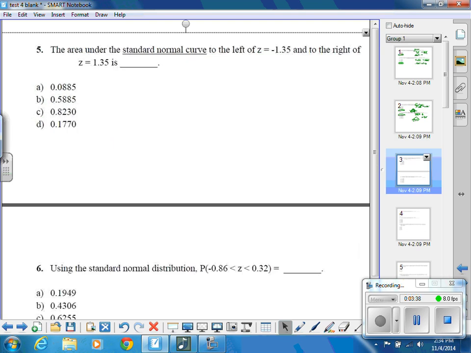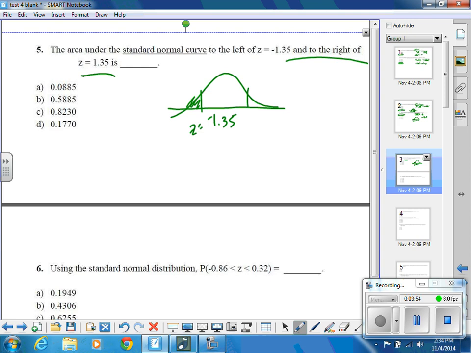Now number 5 is a little tricky, the way they word it. It says the area under the standard normal curve to the left of this negative 1.35 that we just looked up, and to the right of the positive 1.35. So they really just want these 2 areas. Because they use the word and, that means to add. So I look up this one, and you know what I get? What I just had in the other problem, 0.0885.